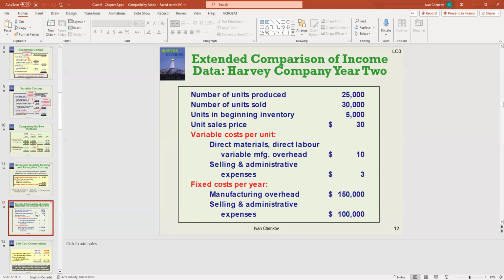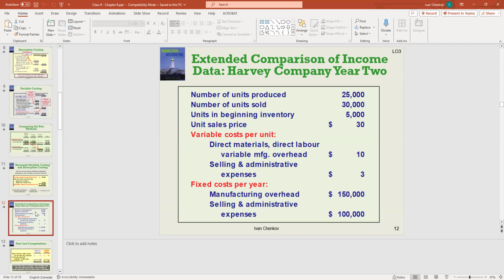Yes. So the unit selling price is $30, no questions about it. Variable cost will be again, direct material, direct labor, variable overhead, $10. Selling administrative expenses, $3. Manufacturing overhead, those are fixed costs, they're never going to change, $150,000, and selling administrative expenses at $100,000.